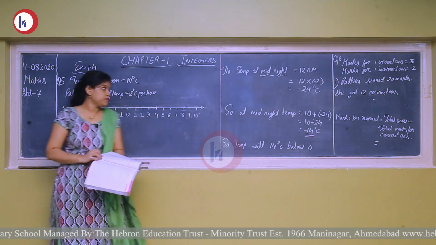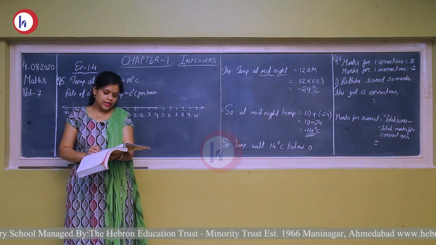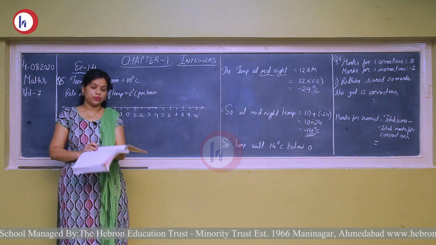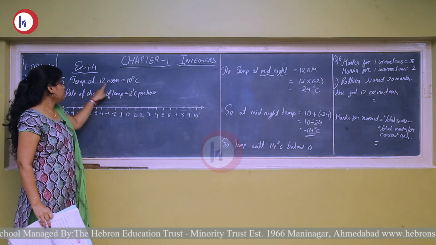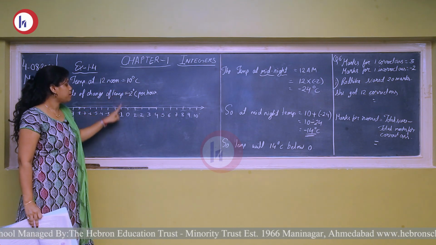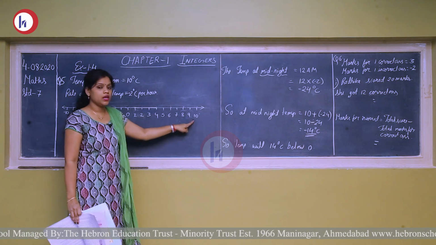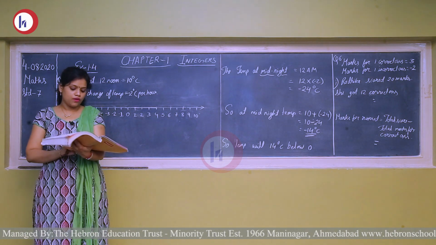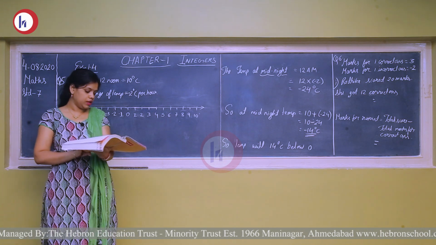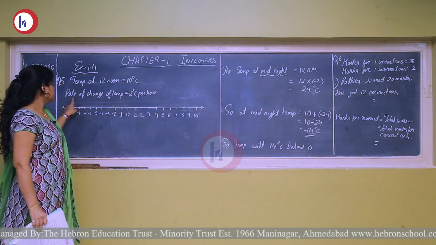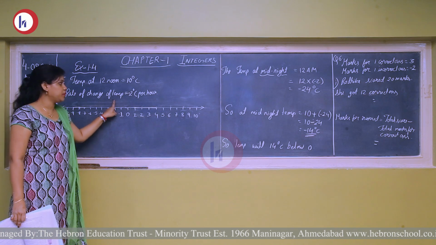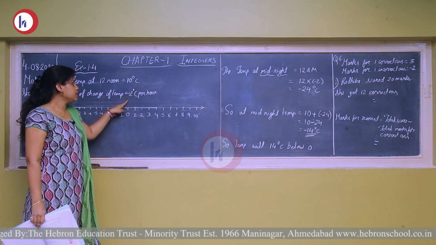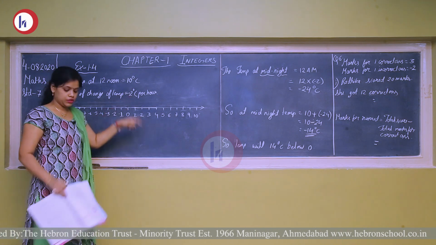We will start with question number 5. It is a word problem. The temperature at 12 noon was 10 degrees C above 0. Above 0 means it will be positive. Then it is telling that it decreases at the rate of 2 degrees Celsius per hour. That means there is a rate of change of temperature that is 2 degrees C per hour. Because it is decreasing, we will take it as minus 2.